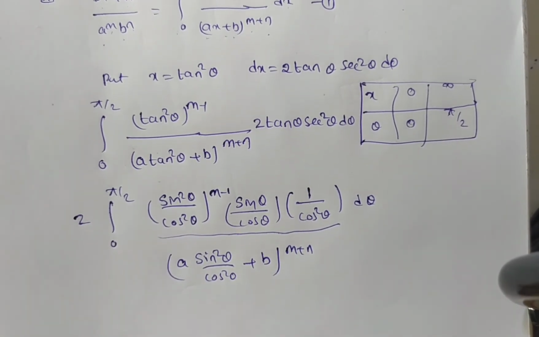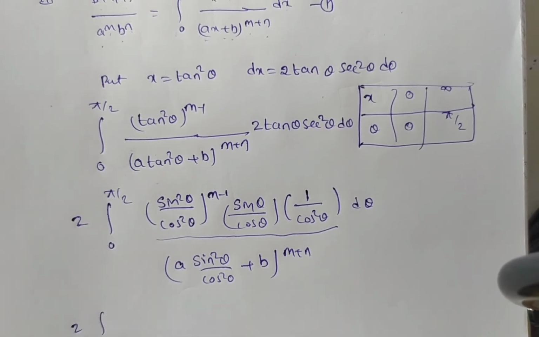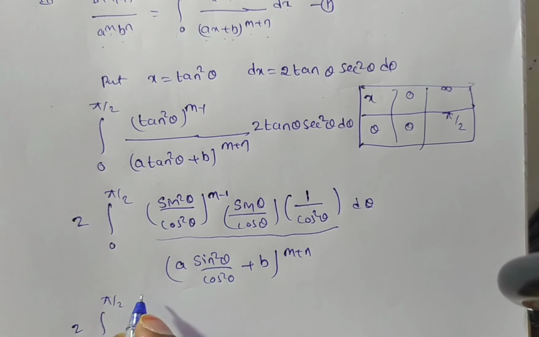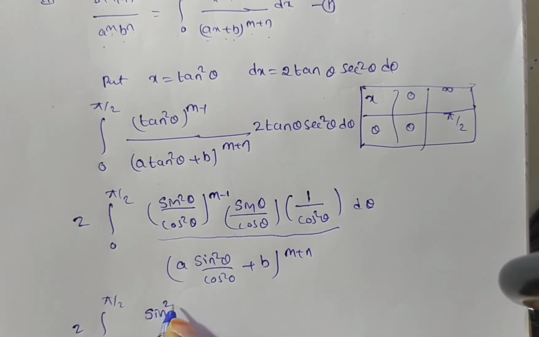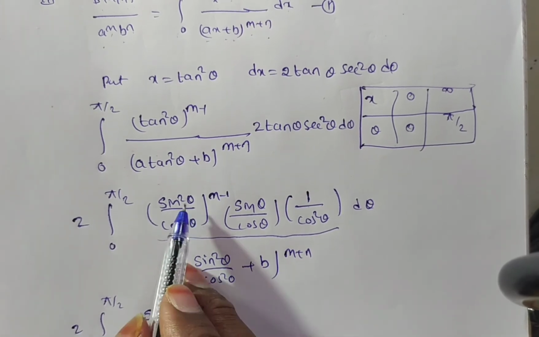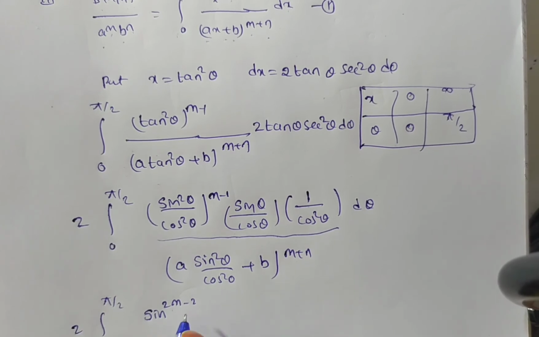Now you observe, the sine and cosine terms you need to separate. Integral 0 to pi by 2. In the numerator I am writing only the sine terms: sine square power, how much? (sine square theta) power m minus 1, so 2 times m minus 1 is nothing but 2m minus 2 theta.